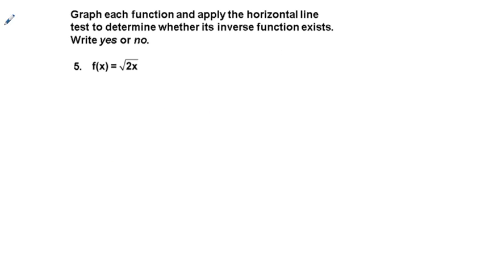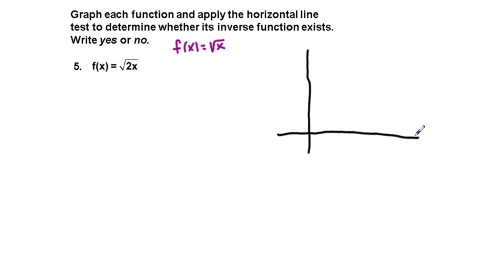Problem 5, we have f of x equals the square root of 2x. The parent function for this is going to be the function f of x equals square root of x. And so we should recall what that looks like. f of x equals square root of x is going to look something like this.